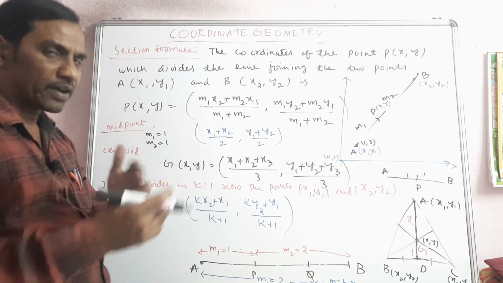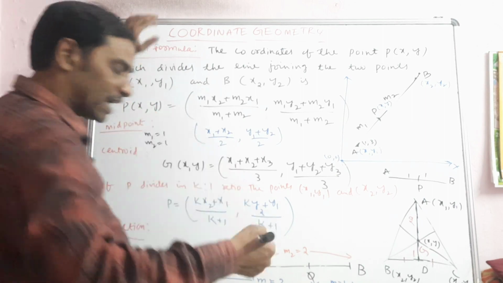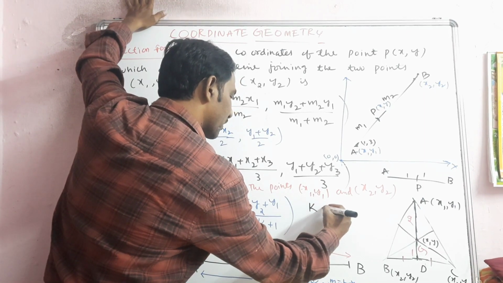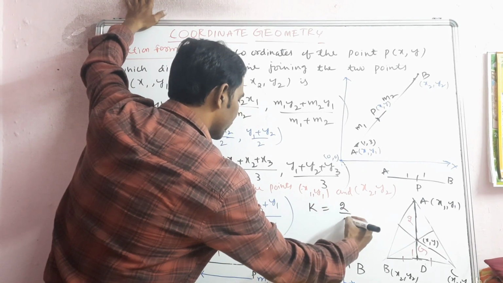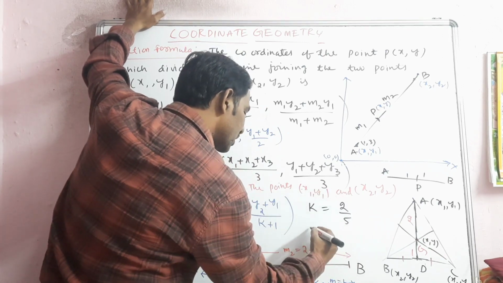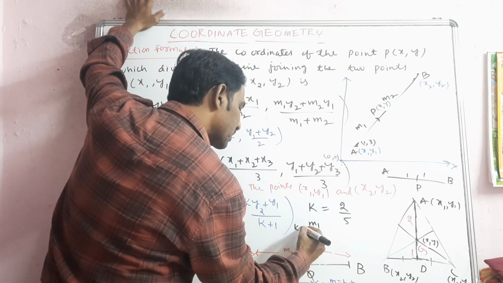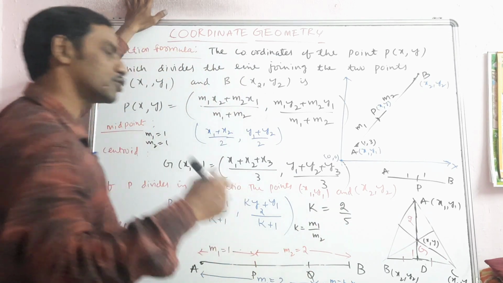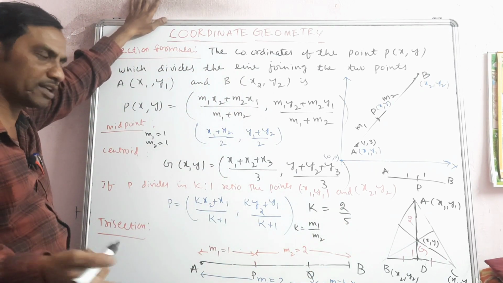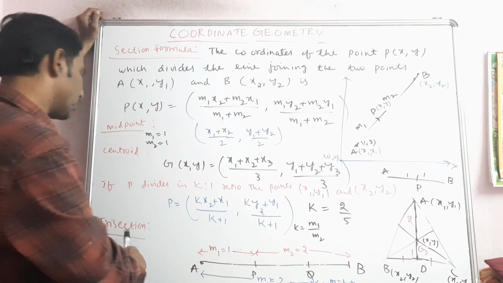Sometimes k might come as a fraction. In that case, k you may get as 2 by 7 for example, or 2 by 5. It means that m1 by m2 is nothing but k. So you can take it as 2 is to 5 like that. So anyhow, trisection.